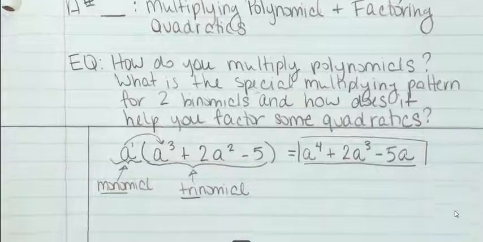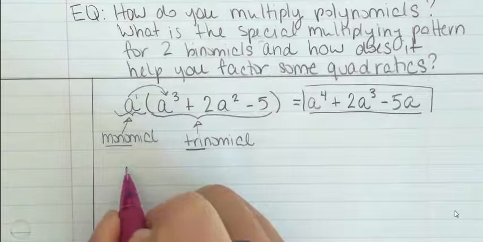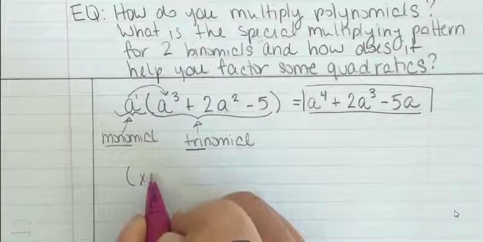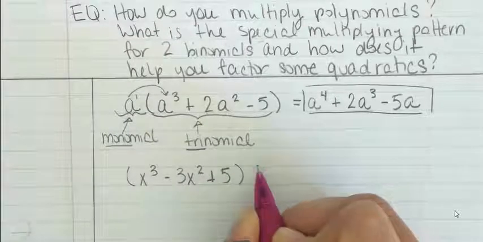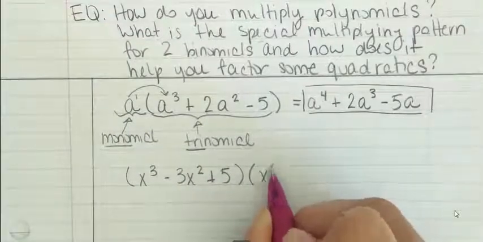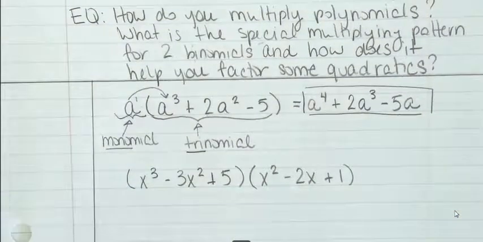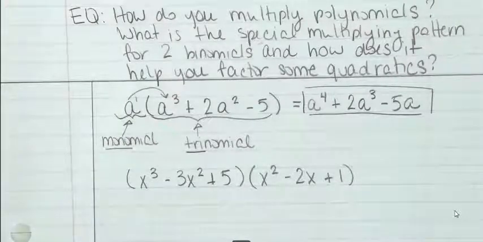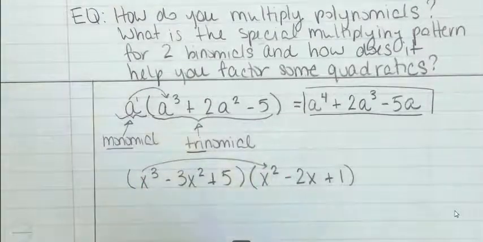Now, what if I did something like, ooh, how about two trinomials? This can get a little bit tricky. So, x cubed minus 3x squared plus 5, and then I'm going to multiply that to x squared minus 2x plus 1. So now I have two trinomials being multiplied. When I do this, it's still the distributive property, but it's like distributive property on steroids. You're like triple distributing.